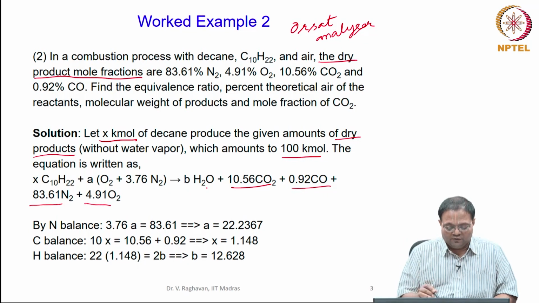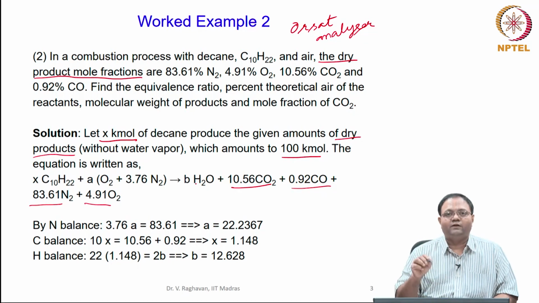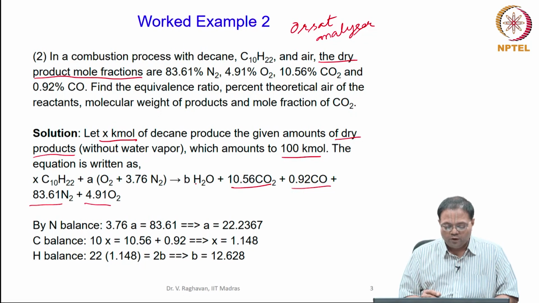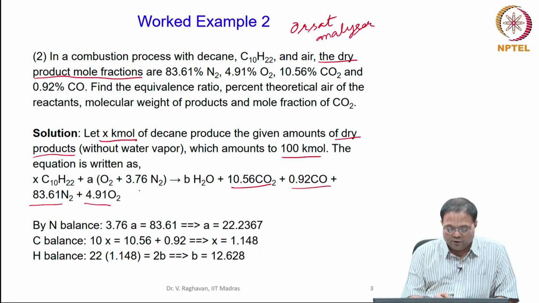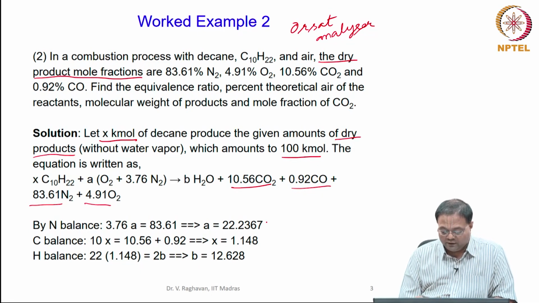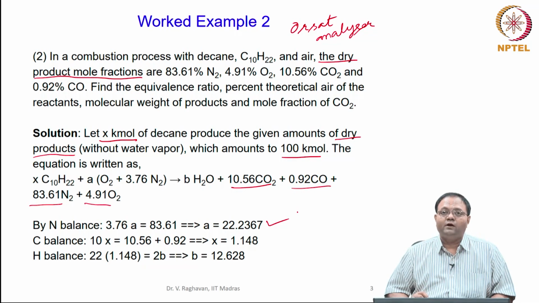But I can see that straight away I cannot get the value of B because 22x equal to B. So first I have to get the value of x. So now let us do the atom balances for this equation. By N balance, straight away you can see that A into 3.76 will give you the N2, 83.61. So you will get directly the value of A. So that is the amount of oxidizer supplied. So number of kilomoles of air is 22.2367 into 4.76 kilomoles of air is supplied.